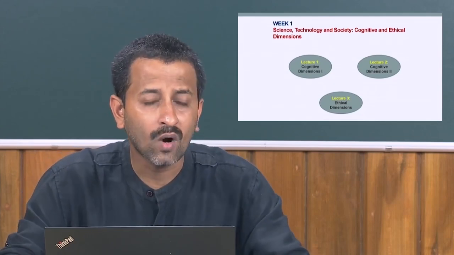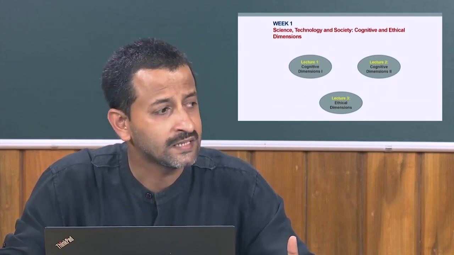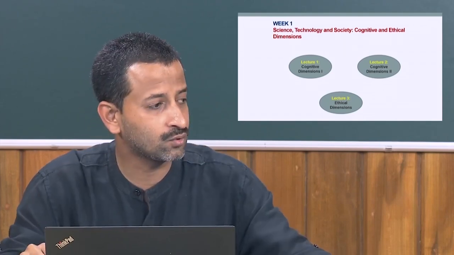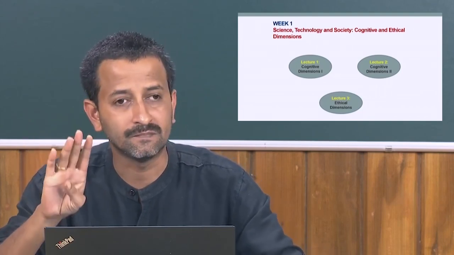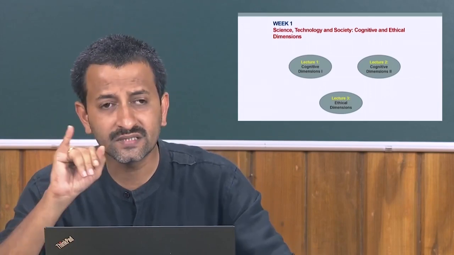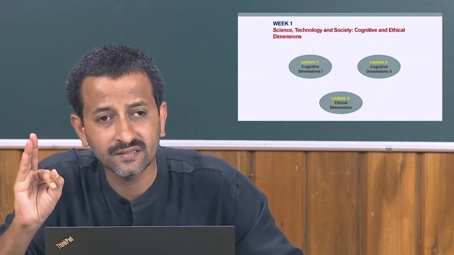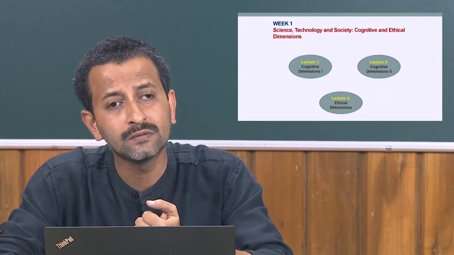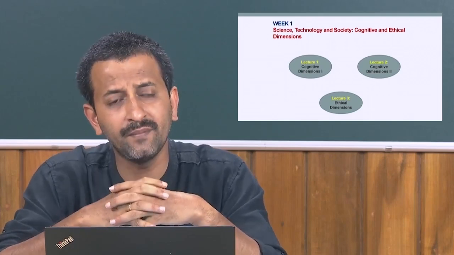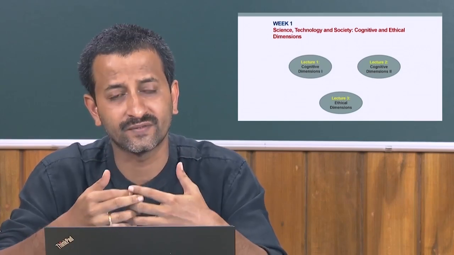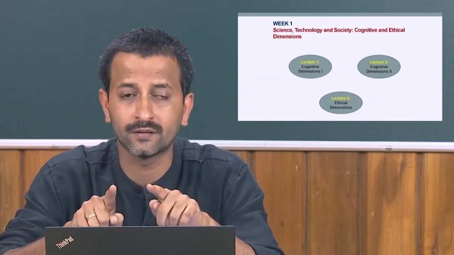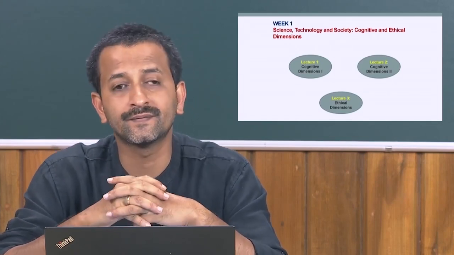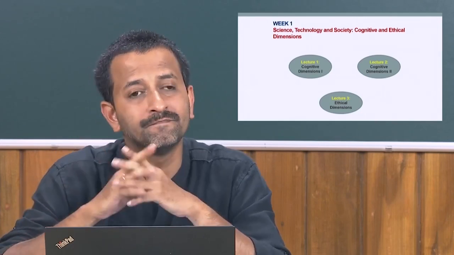Then, what are, for Merton, the institutional imperatives or ethos of modern science? Now, the ethos of modern science are fourfold for Merton: universalism, communism, disinterestedness, and organized skepticism. What does universalism refer to? Universalism refers to the idea that the acceptance or rejection of a scientific claim should not depend upon the personal or social background of the individual offering that claim.